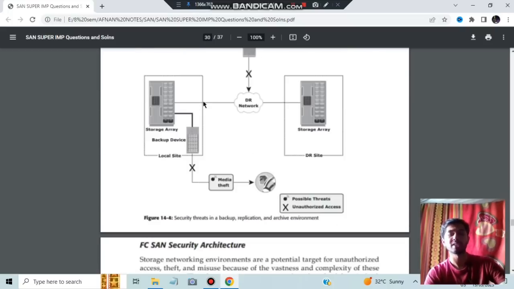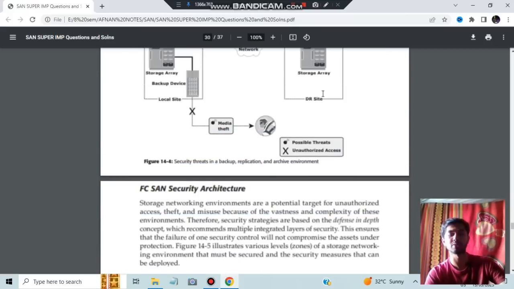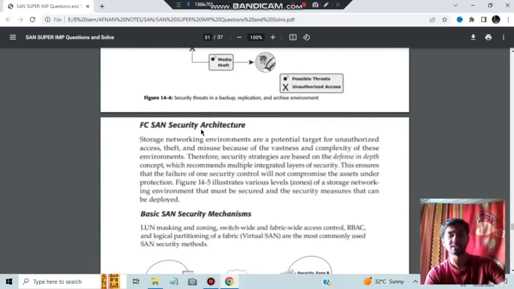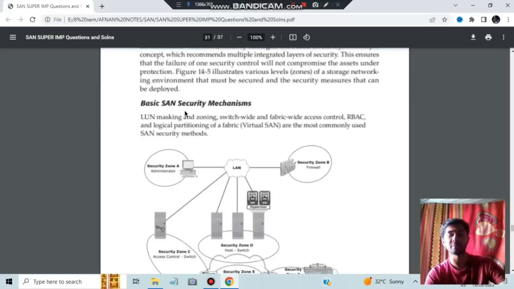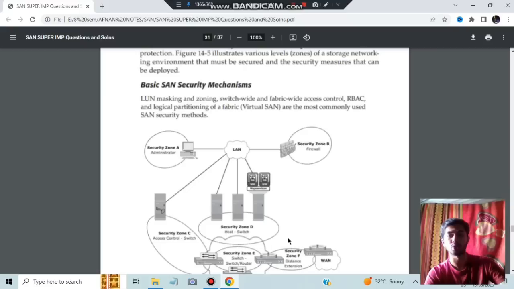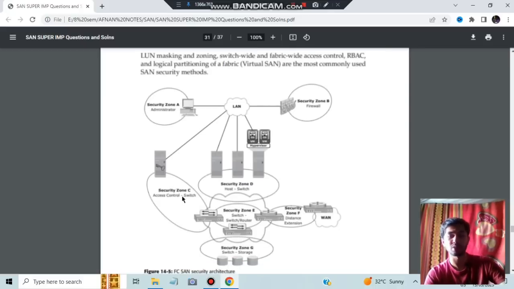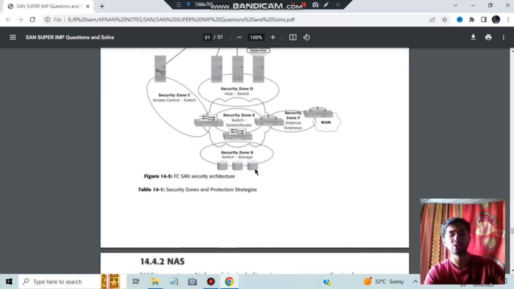Next, they have asked about three things, which is: explain FCIP, NAS and IP-SAN. Let's have a look at that. What are the different aspects involved in this one? In the FCIP architecture, we have the basic security mechanism, which is zoning. Okay, so all these things will be divided into different zones, and each zone will be doing some protection operation. Like security zone B will be having a firewall, here we will have the administrator, here we will have the access control switch, host switch. So this will become more secure when the things are converted into zones, and each will be handled separately. So that was about the FCIP.